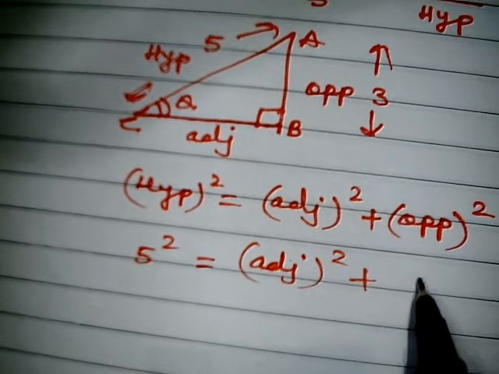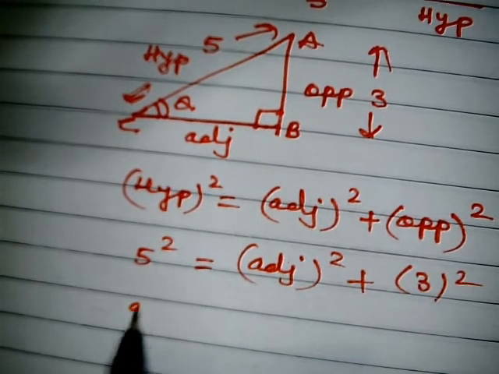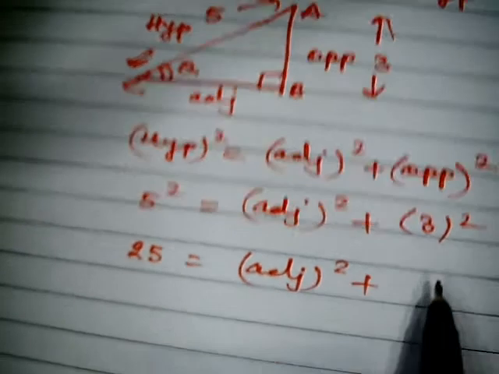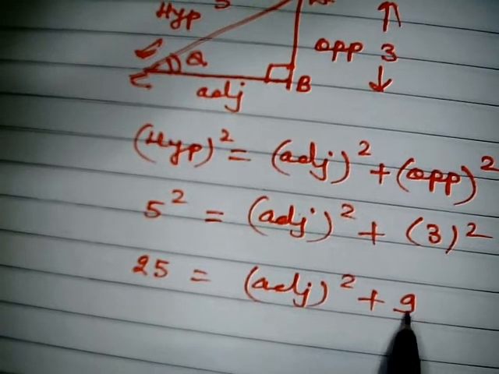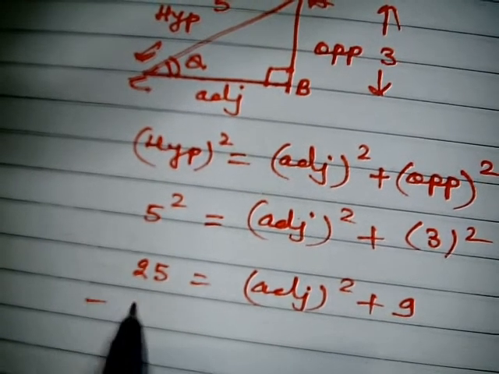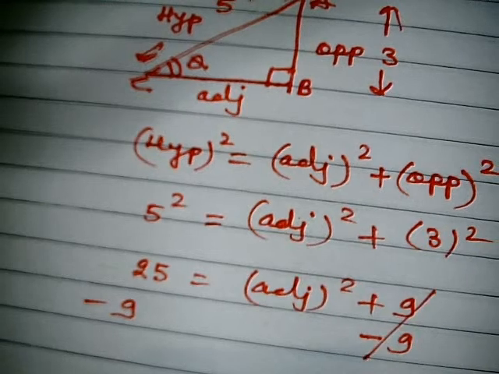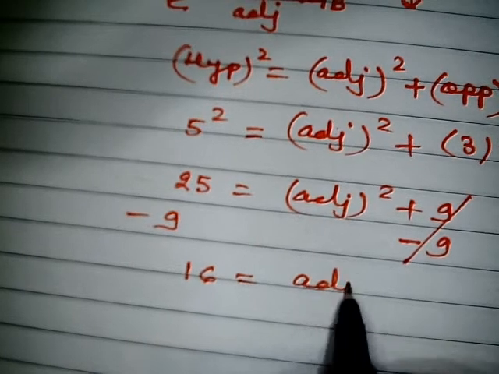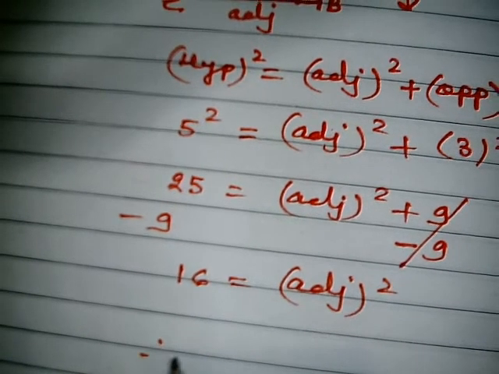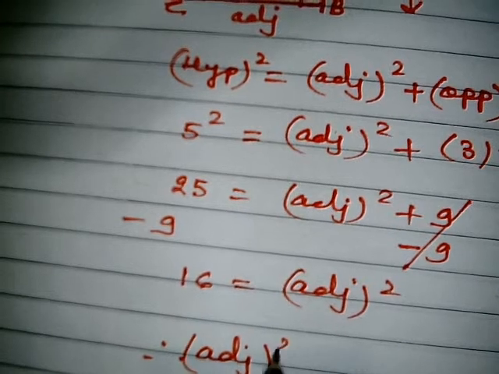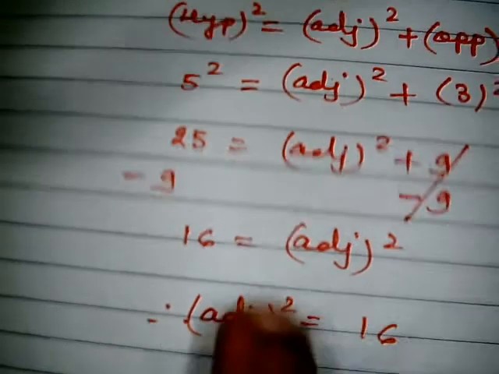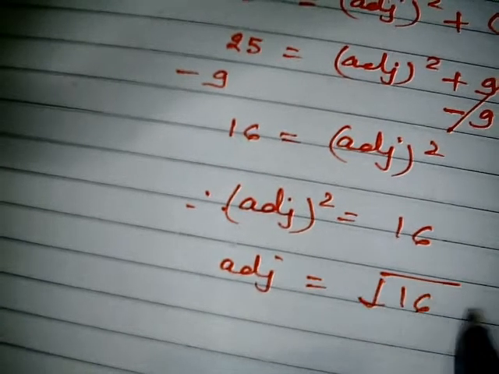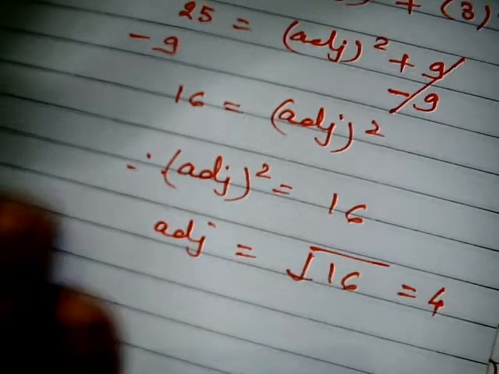Now 5 square is 25, and adjacent square plus 3 square is 9. Now I need to shift this number, so I am going to subtract 9 from both sides, so this 9 cancels out. 25 minus 9 is 16. So this is adjacent square. So adjacent square equals 16, then adjacent equals square root of 16, and the square root of 16 is 4. So this adjacent side is 4.